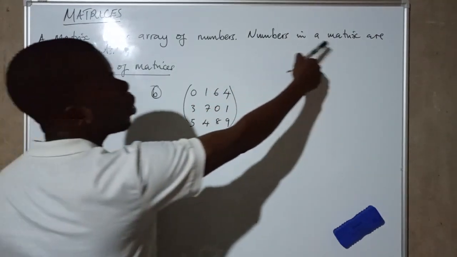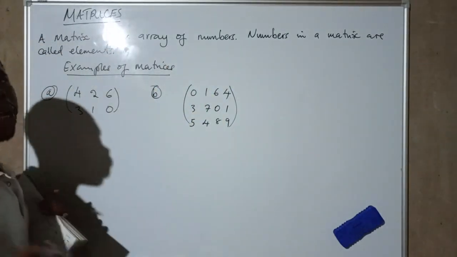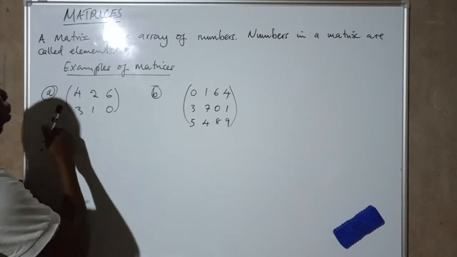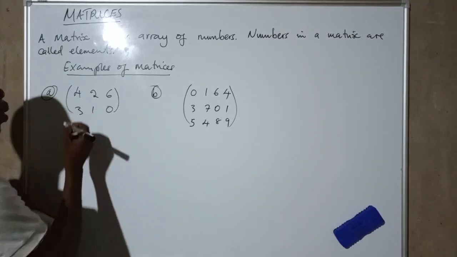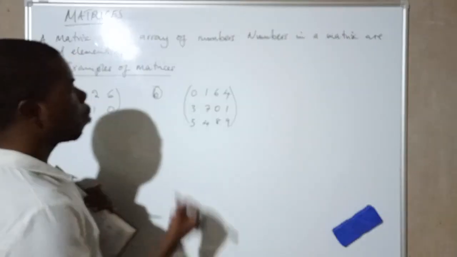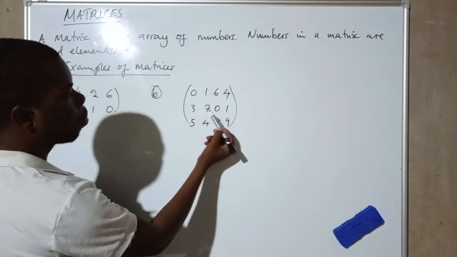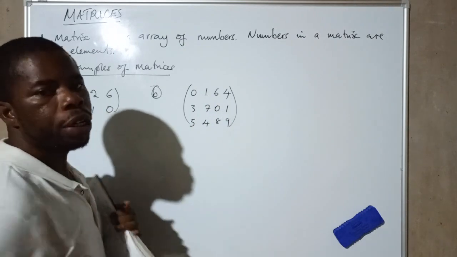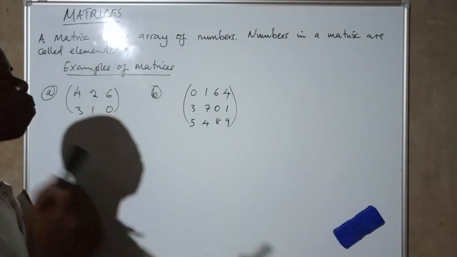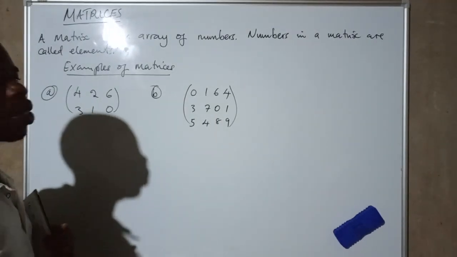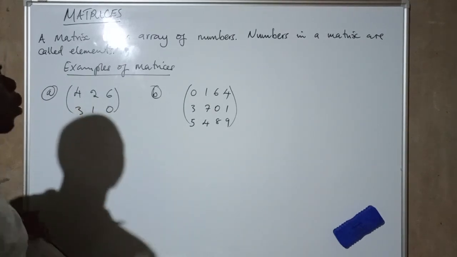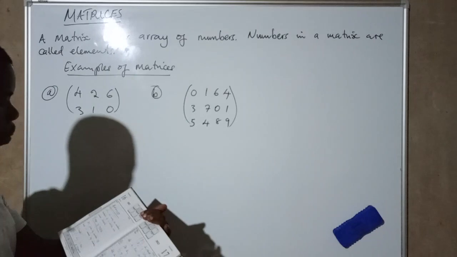Now, numbers in a matrix are called elements. So these numbers in this matrix are called elements. Like this matrix A here has how many elements? 1, 2, 3, 4, 5, 6. This one has how many elements? 1, 2, 3, 4, 5, 6, 7, 8, 9, 10, 11, and 12. So it's very important that you understand these things, guys. Each number here is called an element.